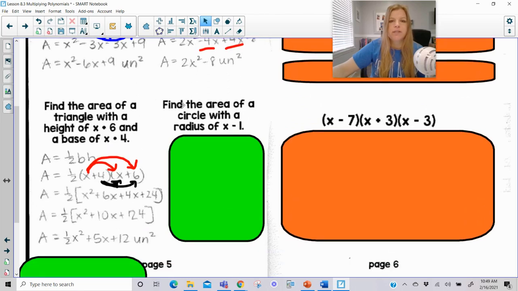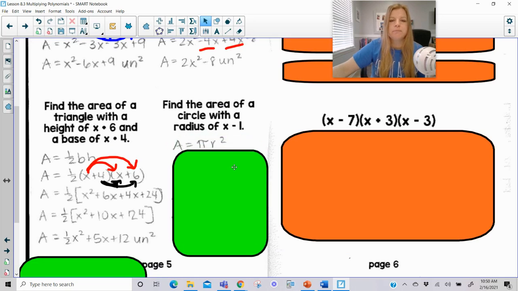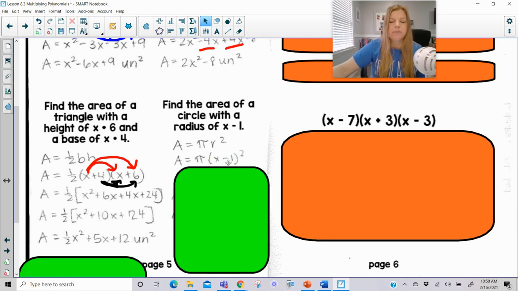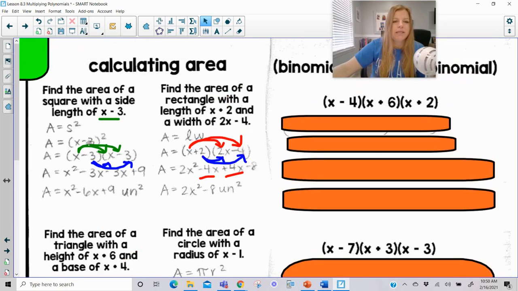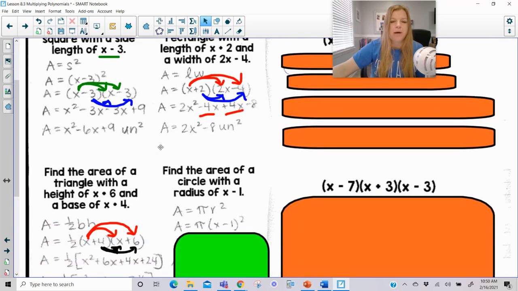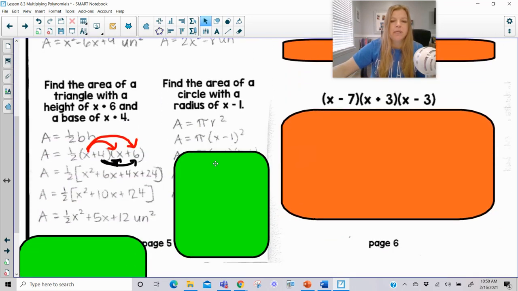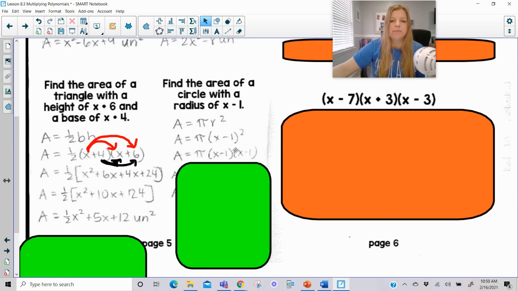Okay, last one of this set. Find the area of a circle with a radius of x minus 1. So the area formula for a circle, remember, is pi r squared. I'm going to substitute in my radius of x minus 1. Now, we saw this before, right? x minus 1 squared, just like up here, x minus 3 squared. What does it mean to square something? It means to multiply it by itself. So that means to do pi times x minus 1, x minus 1.